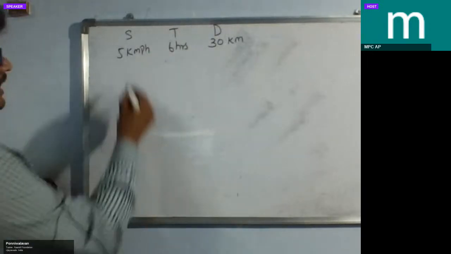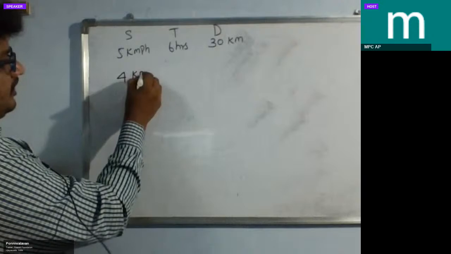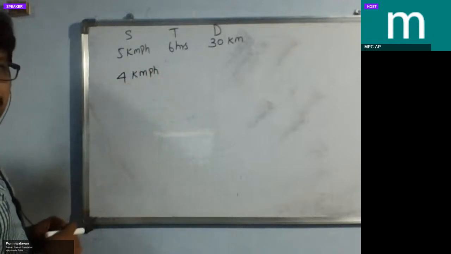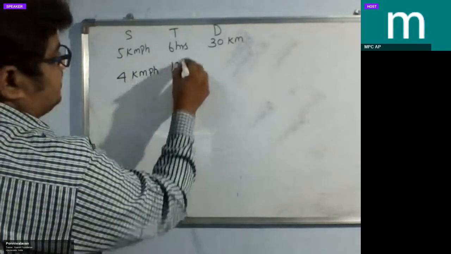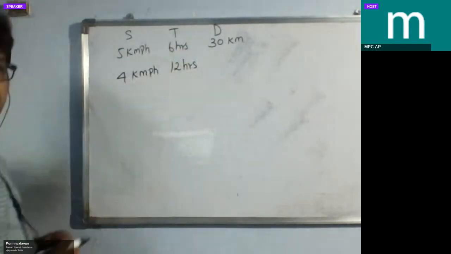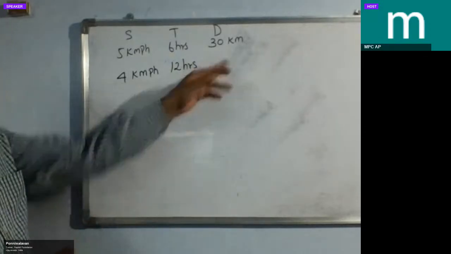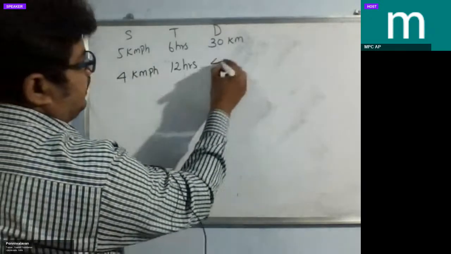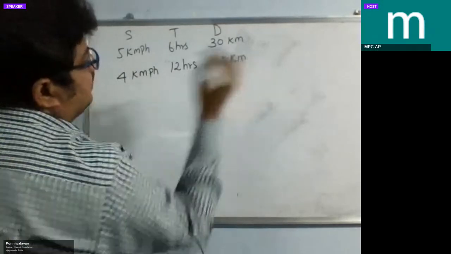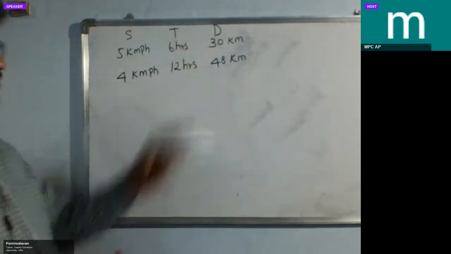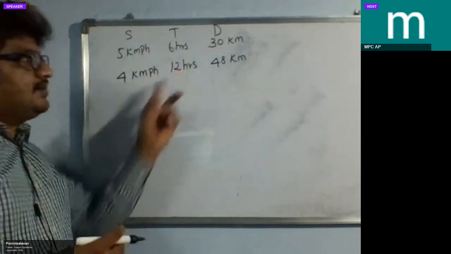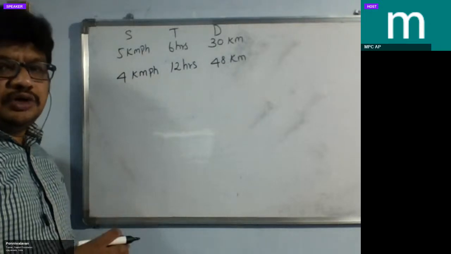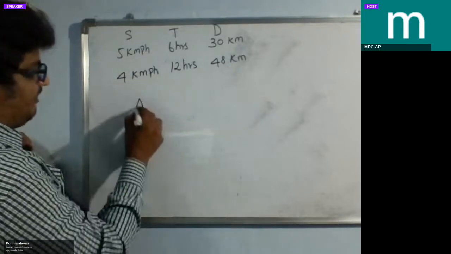Okay. And the same person walked 4 kilometer per hour for 12 hours. Now, what is the total distance traveled? 48. 4 into 12, 48 kilometer. Now tell me, is distance same, or is time same? No. Then which formula do we use to find average speed?